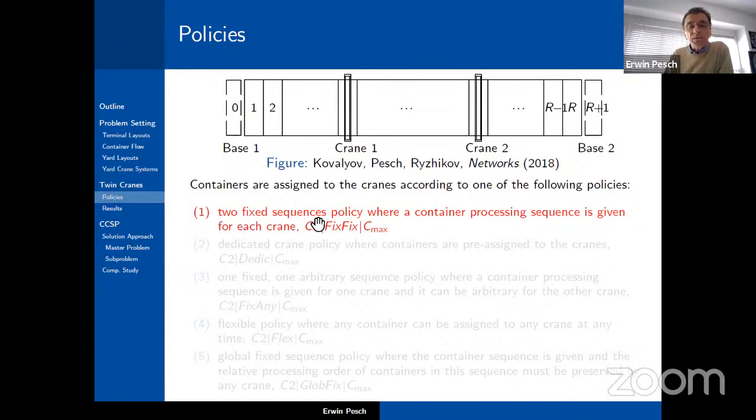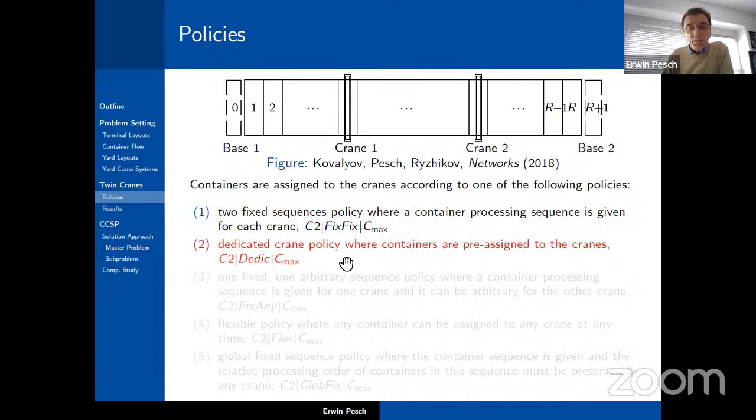We can have the two fixed sequences policy, where the container processing sequence is given for each crane, and we indicate it like this. We try to use a three-field classification from scheduling. The first field always says we have two cranes, the last field is always makespan minimization, Cmax, and only the middle field is changing. So we have two fixed sequences, a fixed sequence for both cranes. This is the first policy.